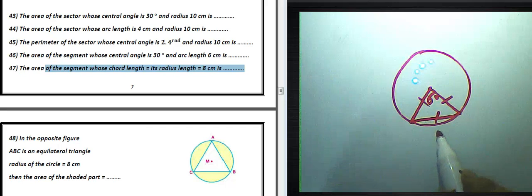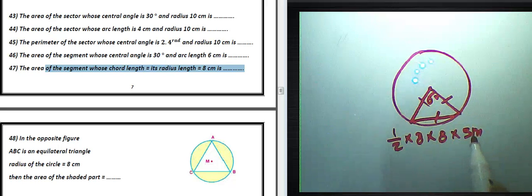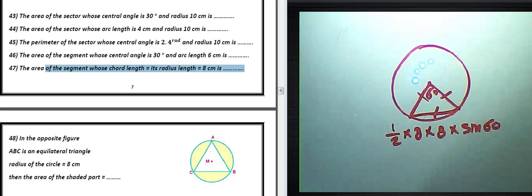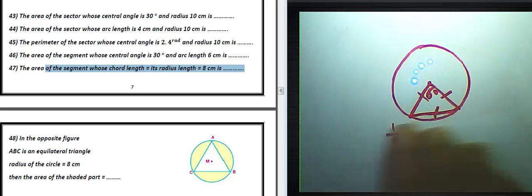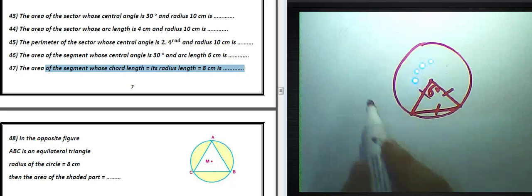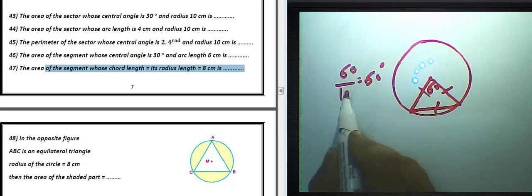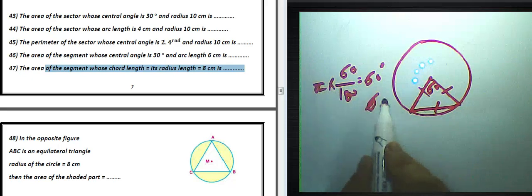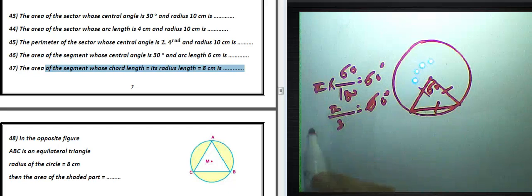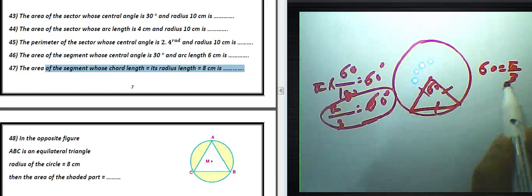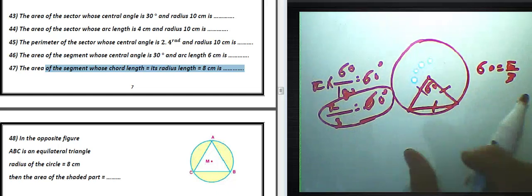Then the area will equal half multiplied by 8 multiplied by 8 multiplied by sine 60. We can find the area of the triangle and the area of the sector and subtract them, or you can find the area of this segment in one step by using the rule, because the 60 degrees we can convert from degrees to radians. 60 over 180 multiplied by pi equals pi over 3 radians. We convert the angle here to radians.